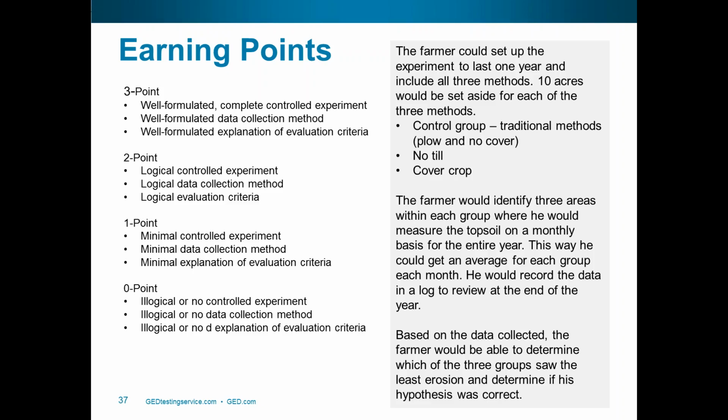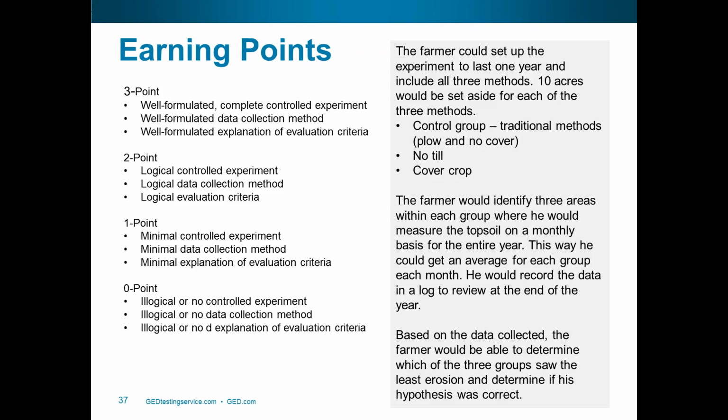You'll notice that here, this particular test taker has used bulleted points. Absolutely no problem. It's very clear what the student wanted us to understand. So we've got that beginning of the experimental design. The farmer is going to identify 3 areas within each group where he would measure the topsoil on a monthly basis. This way he could get an average for each group each month.